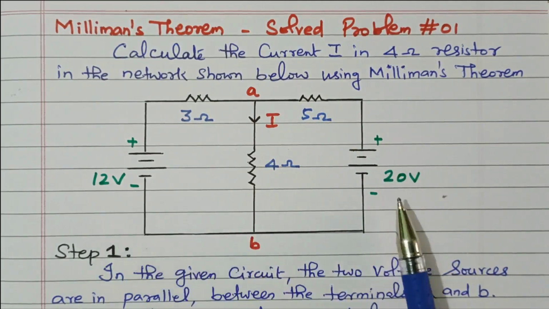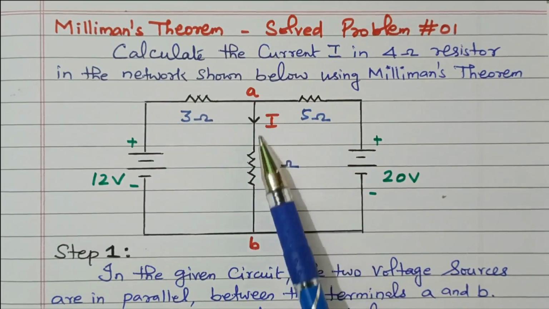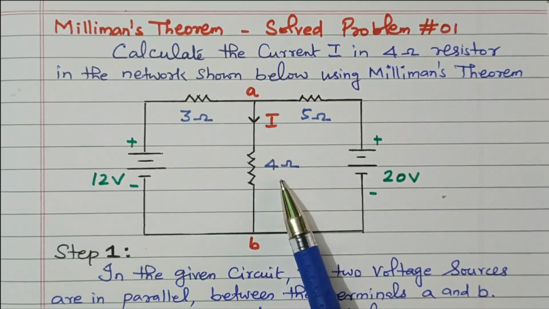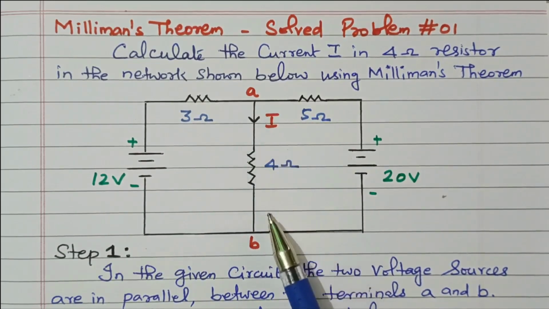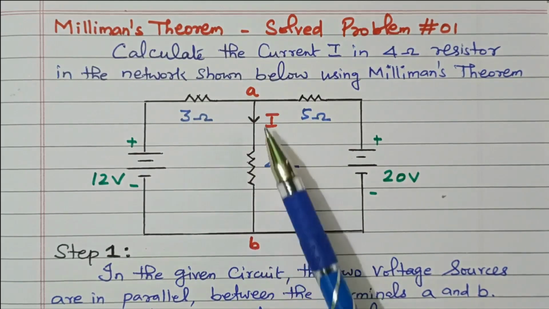There are two voltage sources available, 12 volt and 20 volt. The two resistors available are 3 ohm and 5 ohm, and one more resistor, 4 ohm. The question is, you have to find the current flowing through this 4 ohm resistor. It is termed as the terminal AB.